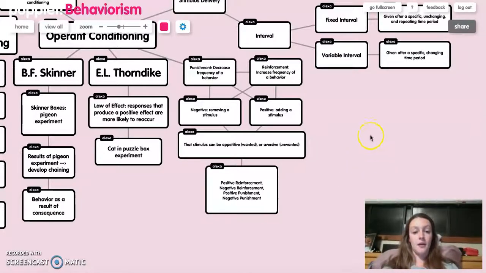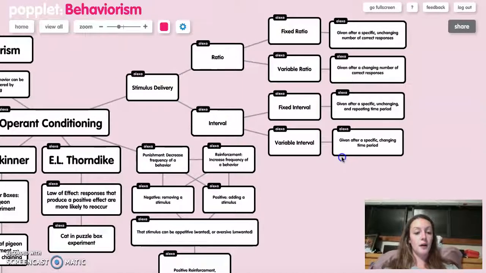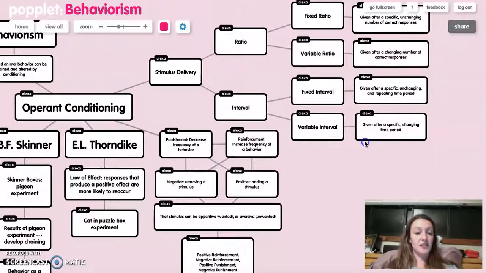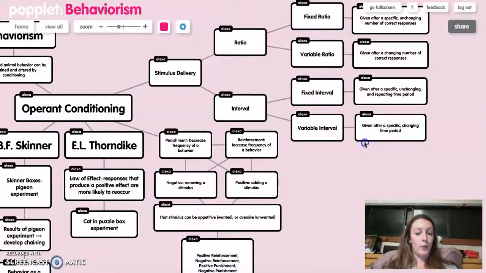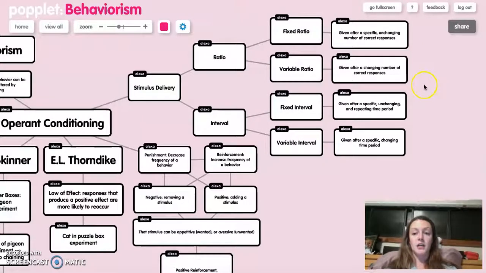Okay. Whew. Time to move on to methods of, like, ways to deliver stimuli when we are doing conditioning. So there are a couple different ways. You can deliver stimuli in ratios or in intervals, and for both of those, they could be fixed or they could be variable.